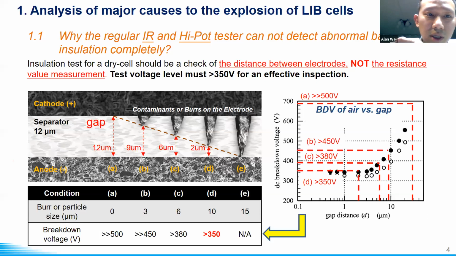After filling the electrolyte, we cannot apply the higher voltage, right? Most of the Lithium batteries are about 3.7 to 4.2 volt. So at that kind of voltage, we cannot find any defect.